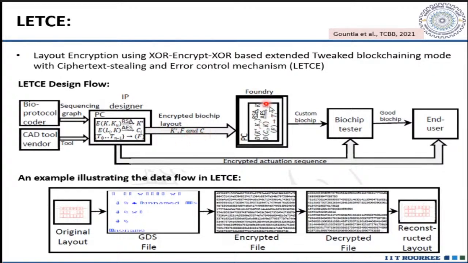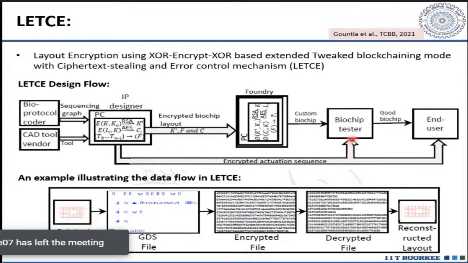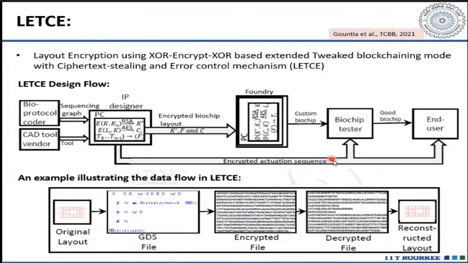So they are using these parameters, K1, F, and C, and then sending it to the foundry in encrypted format. The foundry then designs the custom chip, or it may be an application-specific chip, you can say, and sends it to the biochip tester, and this tester takes the chip to decide whether it is correct or not. In order to run the bioprotocol, this biochip tester will require the actuation sequence, which is also in encrypted form. It is sent to the biochip tester from the IP designer. And the end user, after getting the good biochips, tested okay, can use that chip using the encrypted actuation sequence. So this kind of work was not there. That's why my PhD student wanted to focus on this, and he did his PhD on this topic and published these two papers on security of biochip.